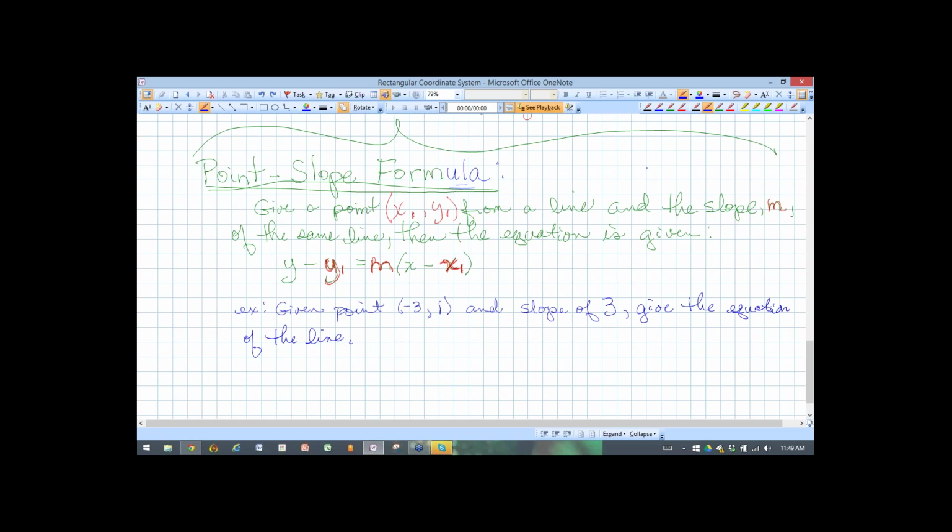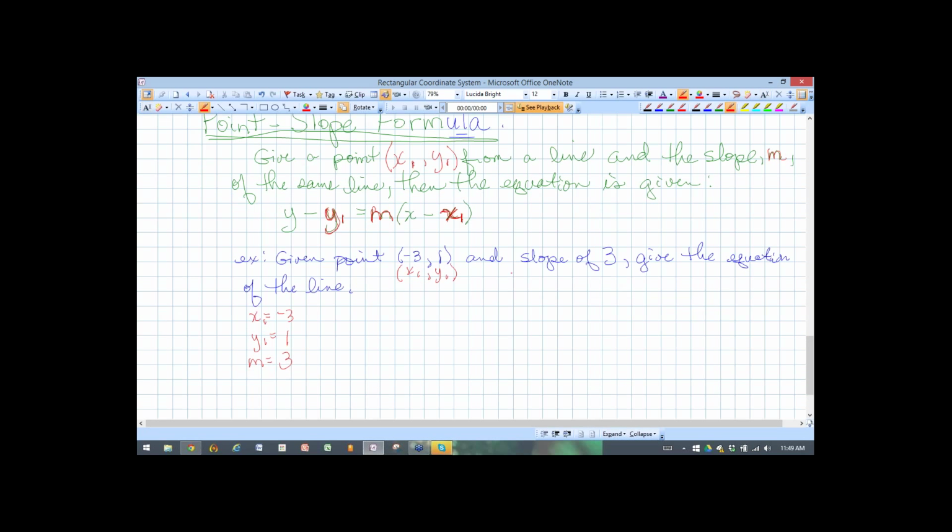So here we go. Let's look at what we're given. We're given x1, y1. It's (-3, 1). That's my x1 and my y1. In other words, x sub 1 is -3. We're going to put that into that formula. y1 is 1. And the slope is given to us as 3. These are the values that we're going to put into this formula to give us the equation.